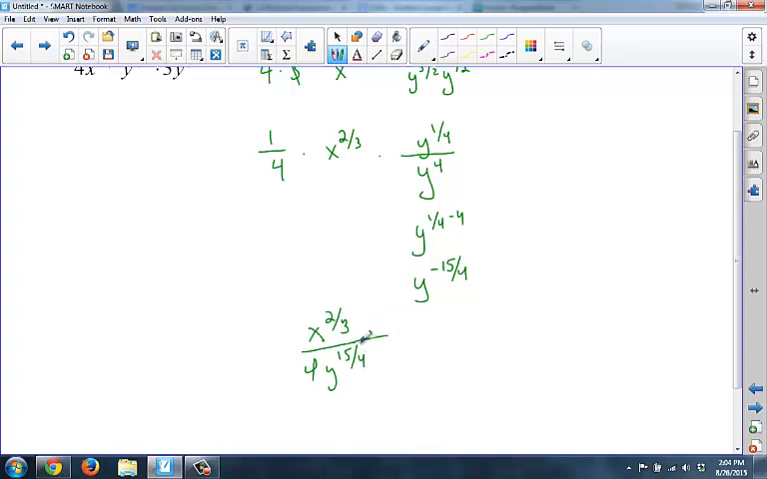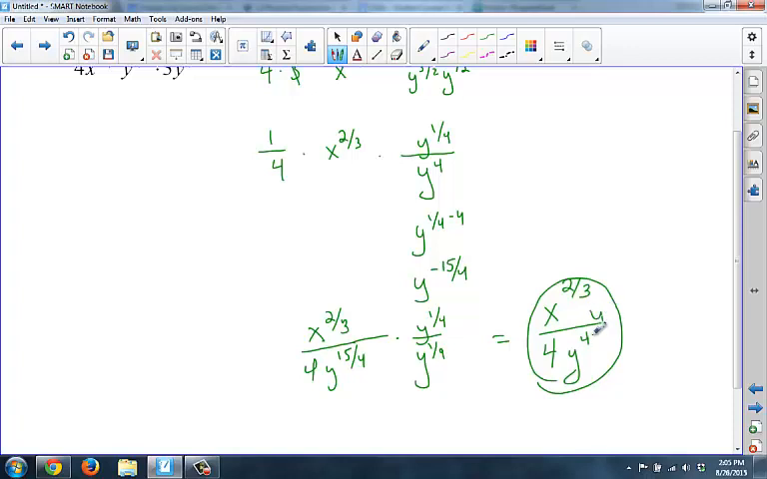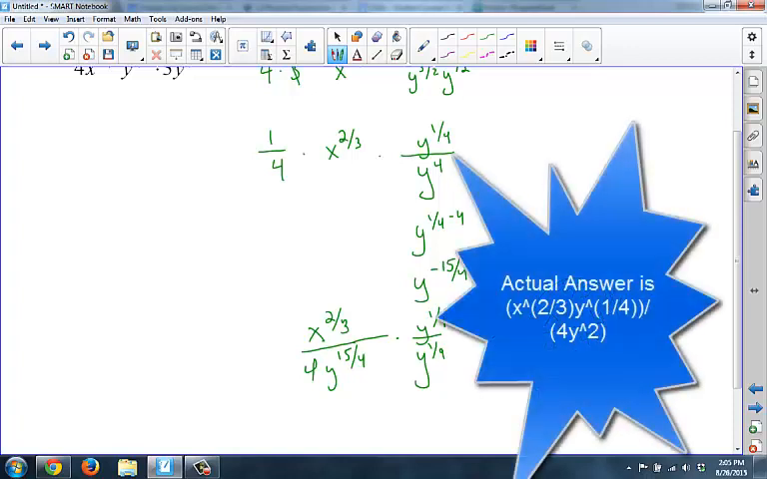What's the problem with that? This right here. So what do I have to do? I have to multiply by y to the 1/4 over y to the 1/4. Why 1/4? Because 1/4 and 15/4 is 16/4. That's going to make this 4. So my actual answer is x to the 2/3 over 4y to the 4th, and I got to add a y to the 1/4 up top here. That's our solution because now I have an integer down in the bottom here and not a fraction. So I hope that helped, and good luck.